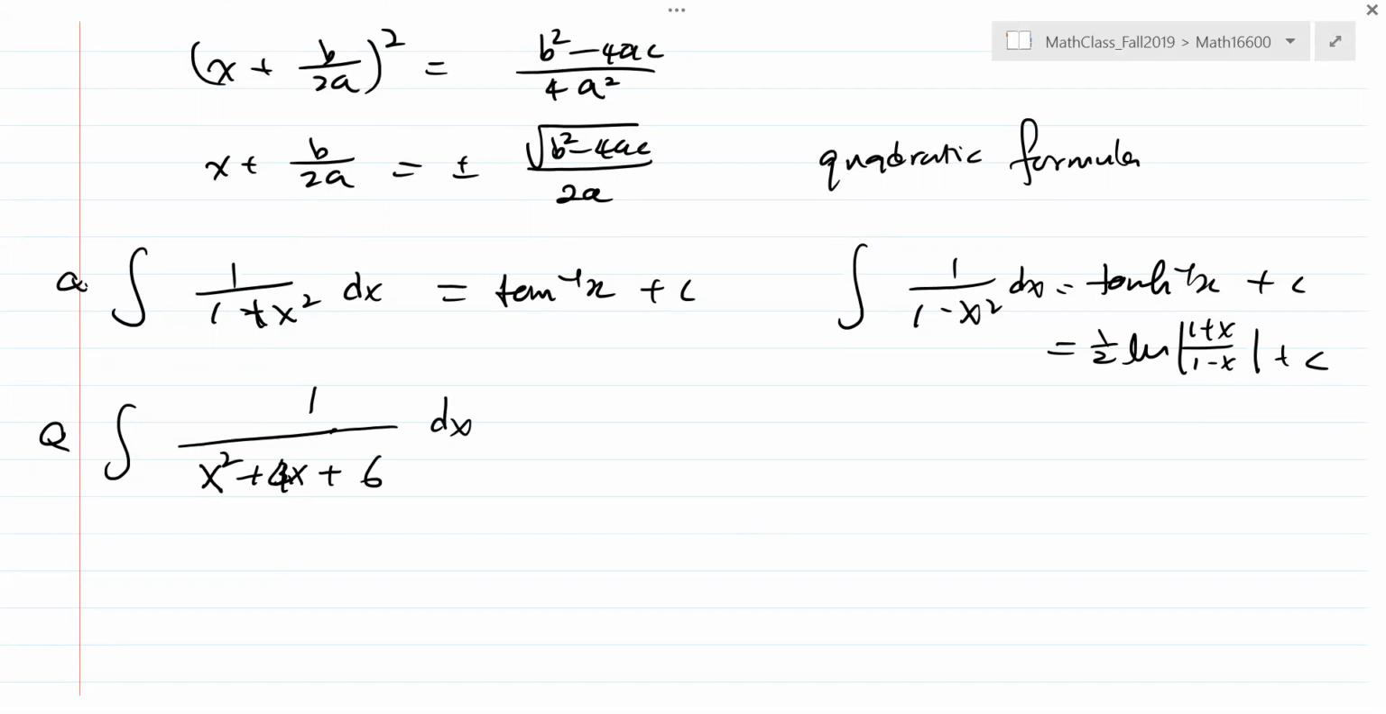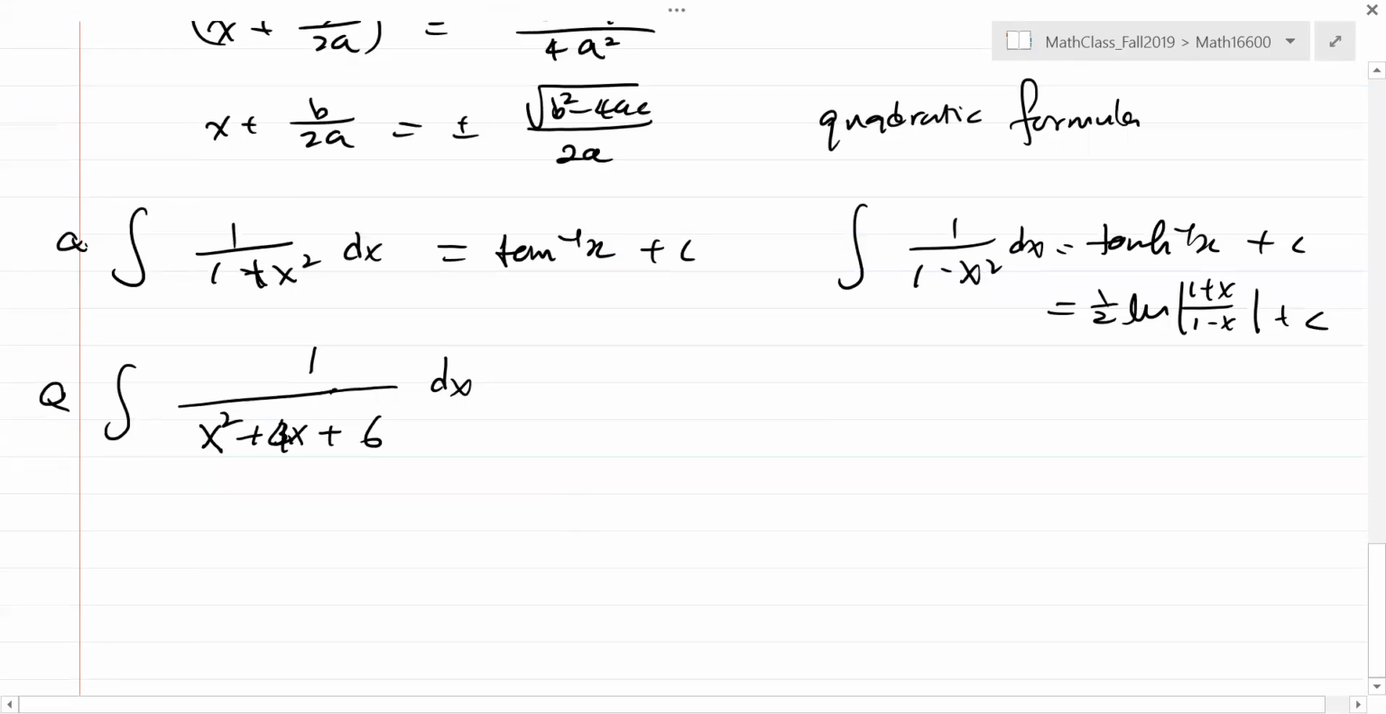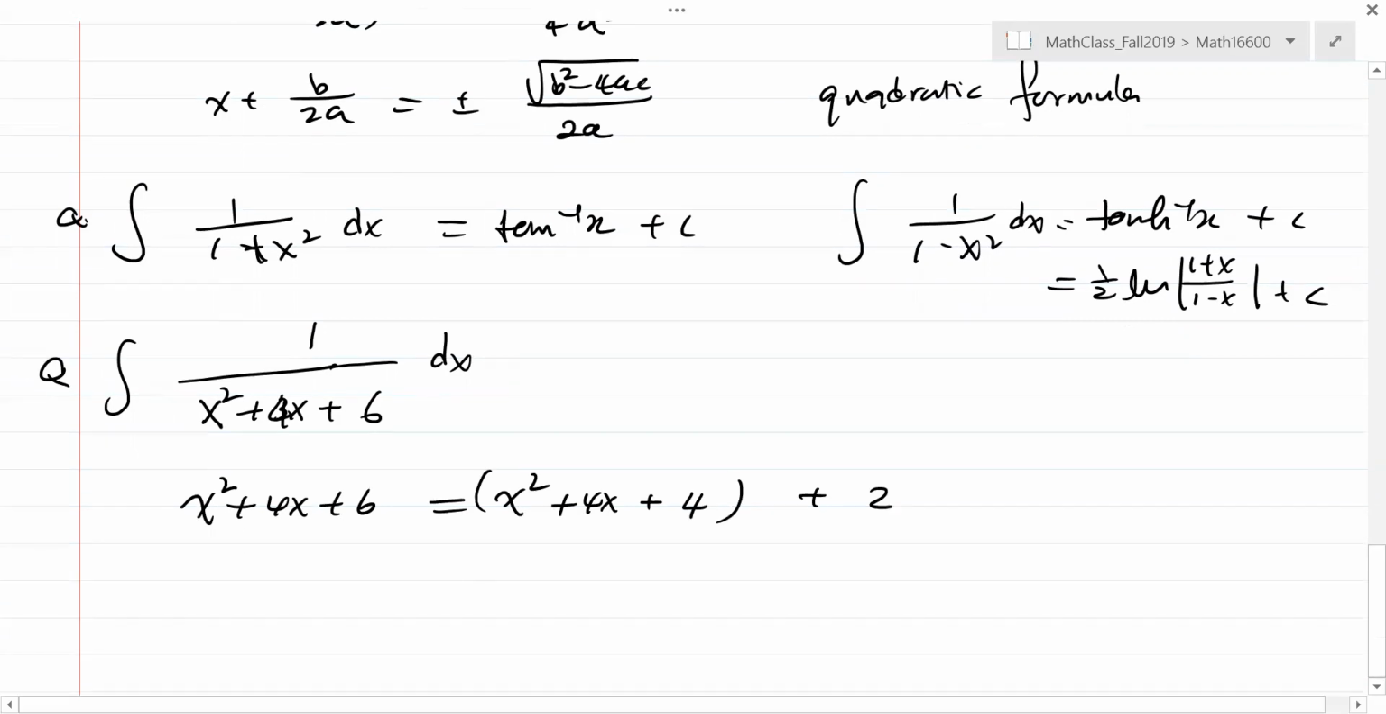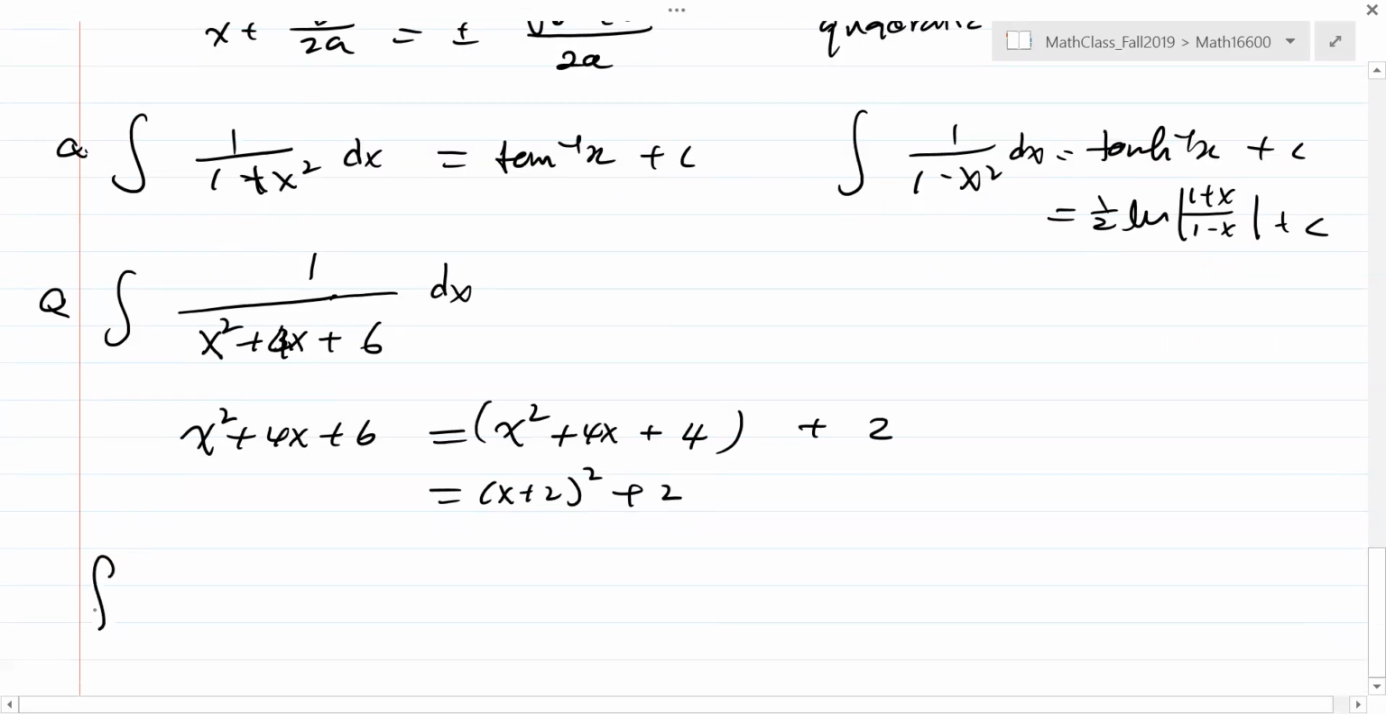Okay. So what I'm going to do, I think the leading coefficient here is 1 for x squared. So x squared plus 4x plus 6, I can separate, right? x squared plus 4x, I should add 4 here. Then I only have a 2 left. Okay, great. It's called completing the square. So this will be x plus 2 squared plus 2. So it looks like 1 plus x squared type. Okay, so then I put the integral.